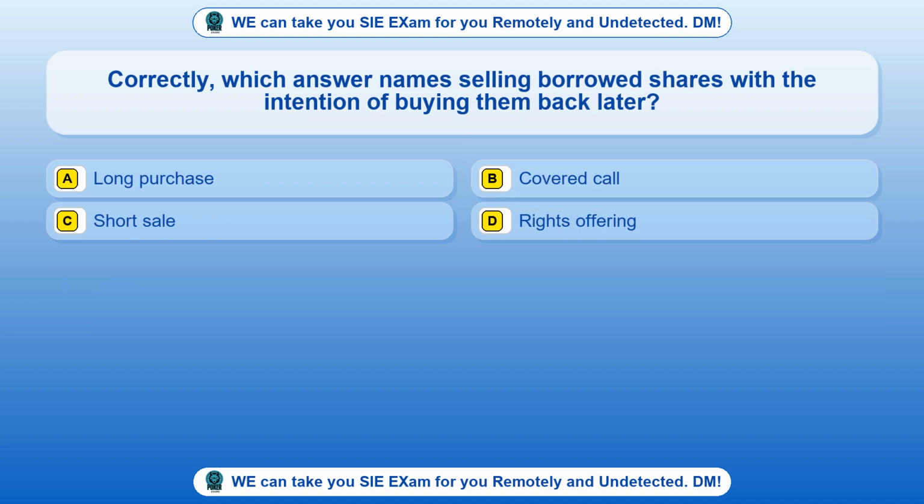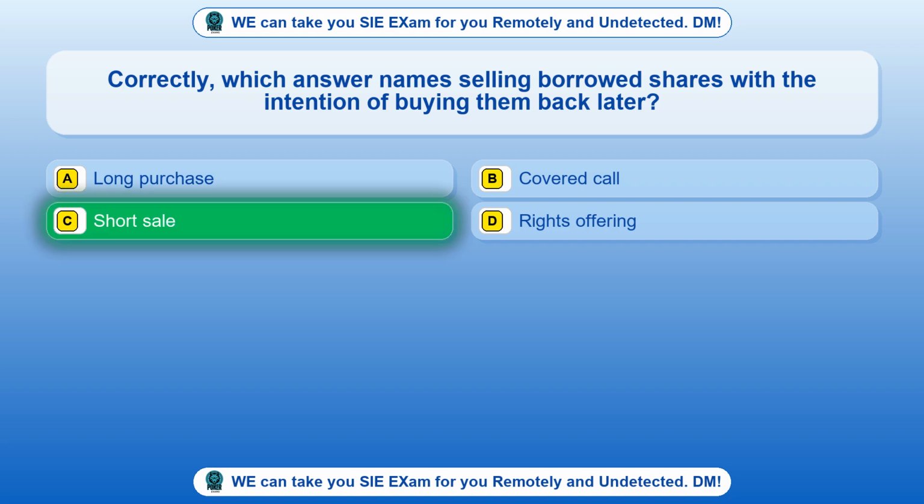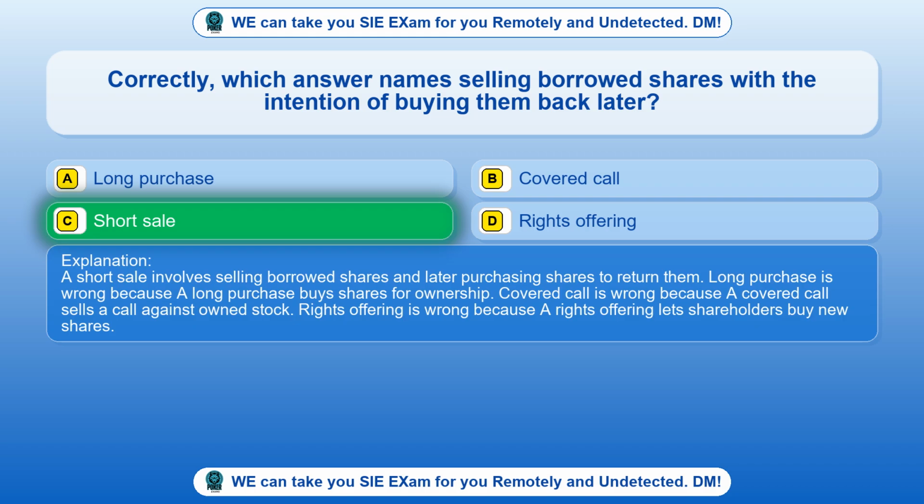Question 7. Which answer names selling borrowed shares with the intention of buying them back later? Option A, long purchase. Option B, covered call. Option C, short sale. Option D, rights offering. The correct answer is option C, short sale. A short sale involves selling borrowed shares and later purchasing shares to return them.